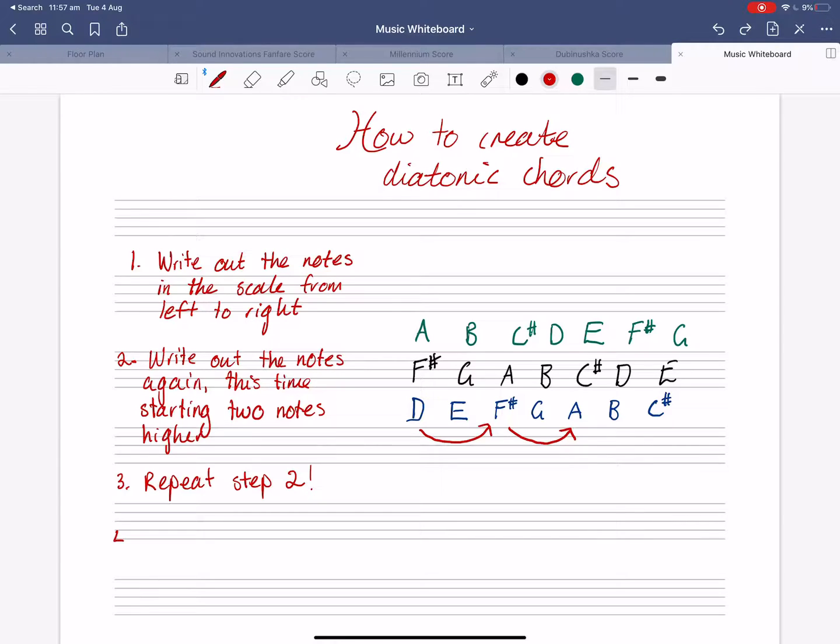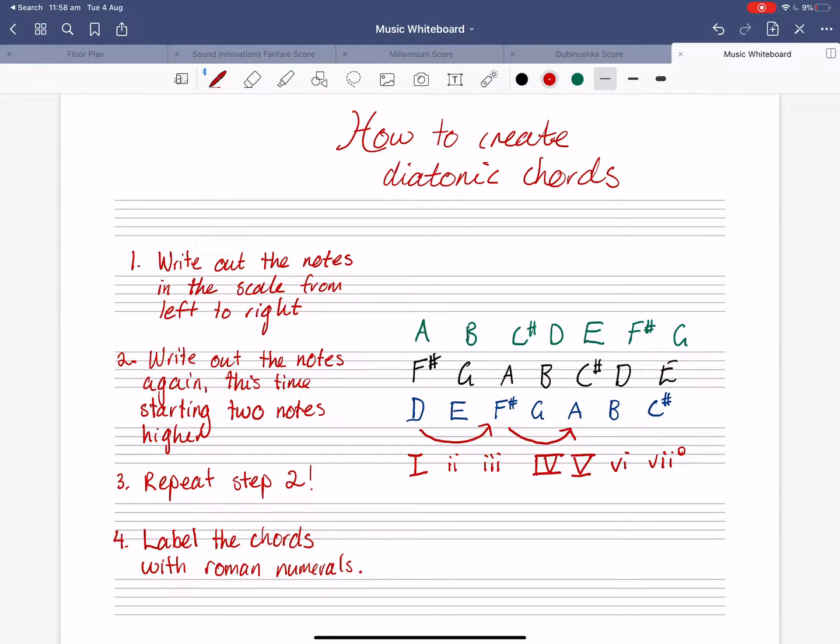So the final thing probably to do, just to make it really clear, would be to actually write out the Roman numerals for these chords. So we know that chords in a major scale, chords 1, 4, and 5 are always major. All the others are minor, except for chord 7, which is diminished, and we show that by putting a little circle there.